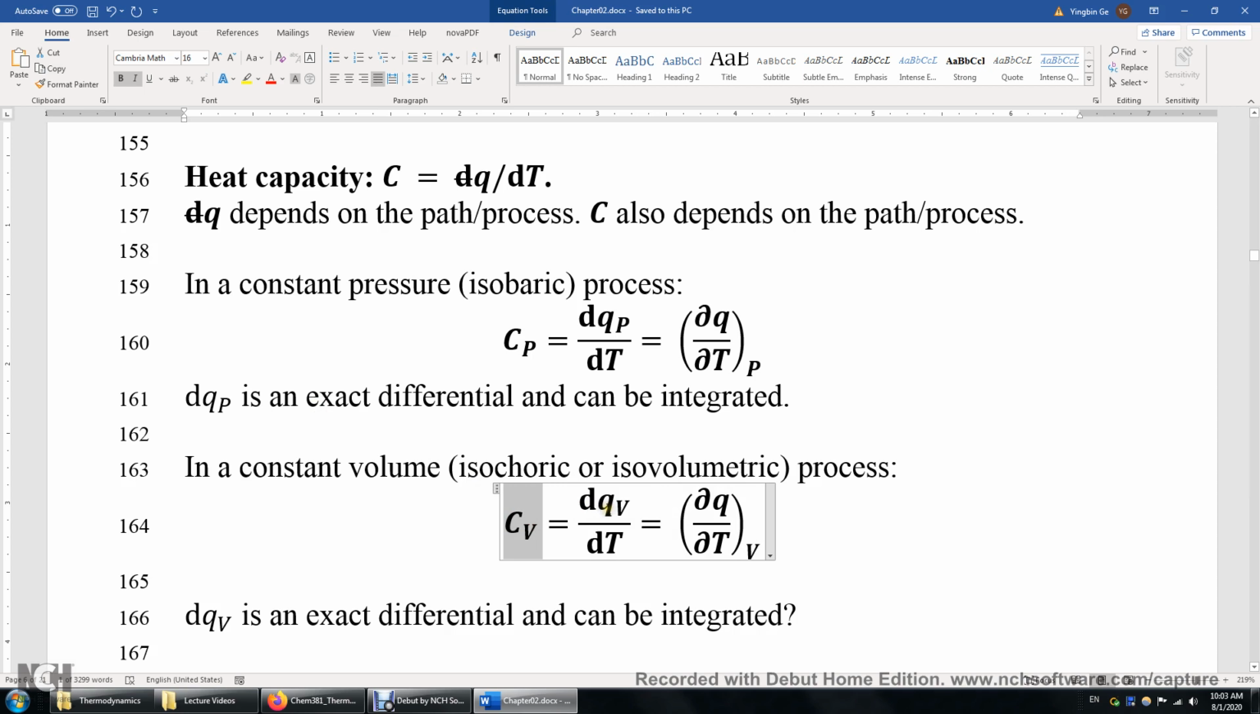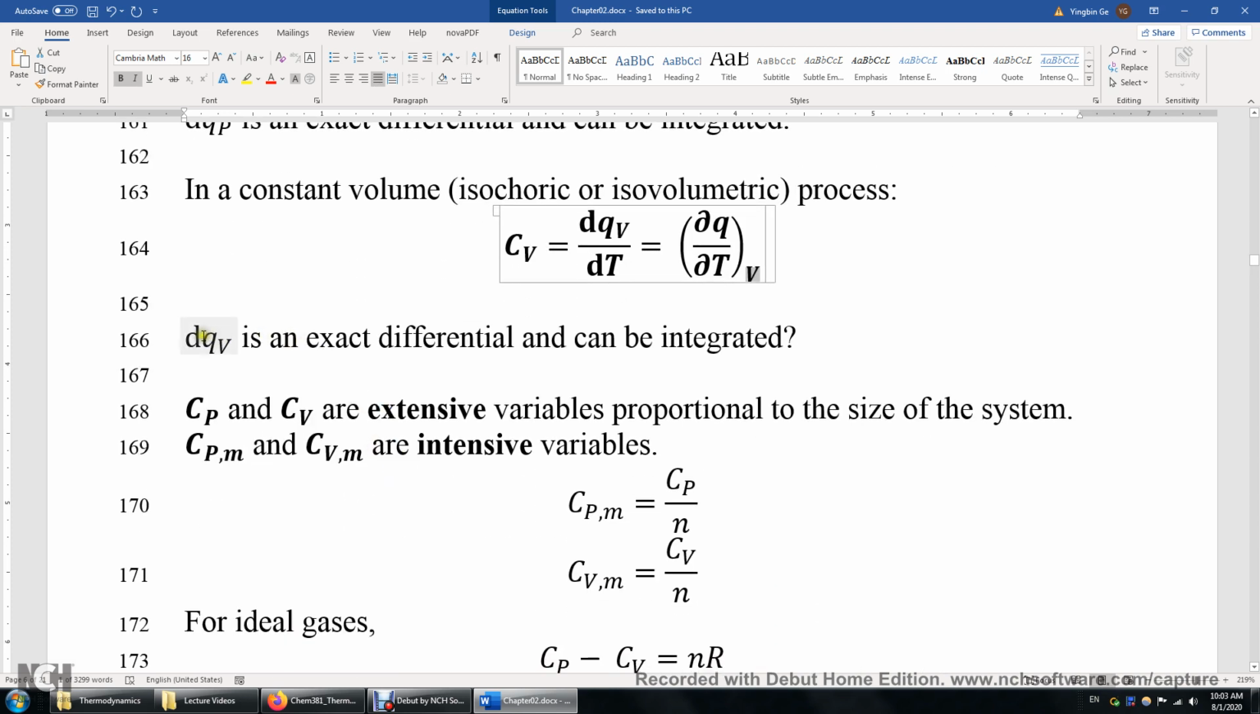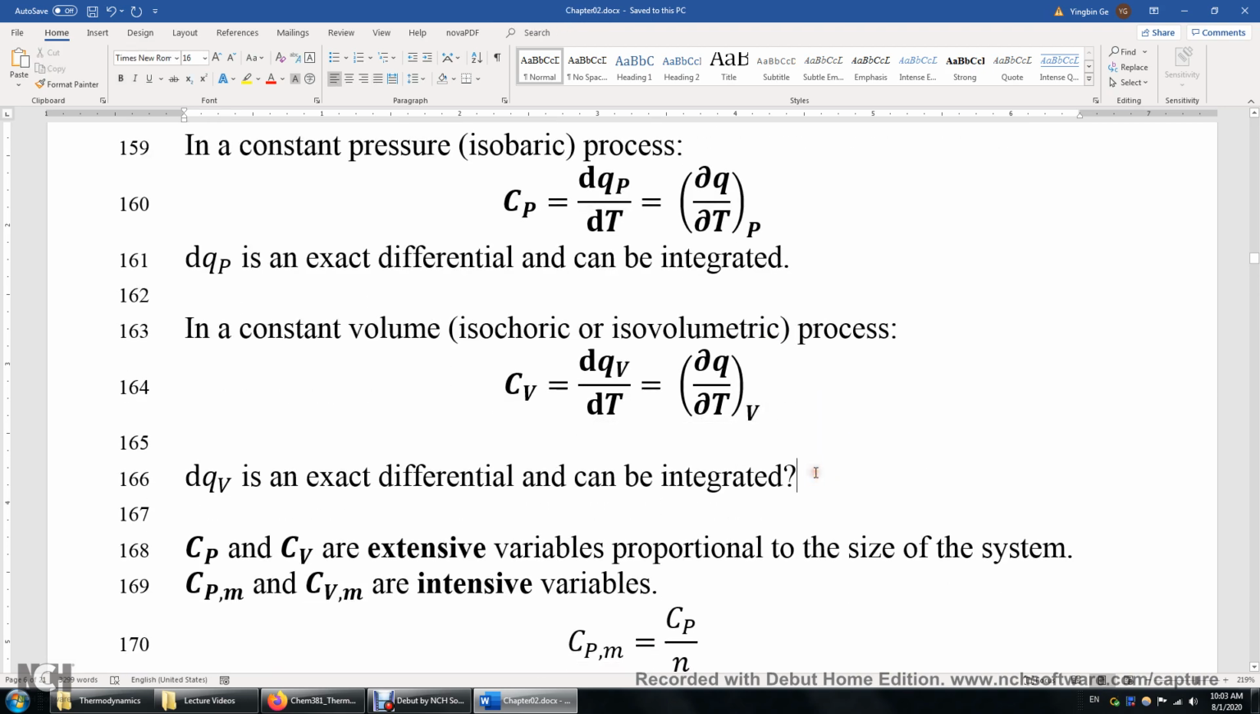In a constant volume process, we use C sub V. It's simply dQv over dT, or we can use a different notation over here to emphasize this V is constant in the subscript. Again, dQv, like dQp, is an exact differential and can be integrated.